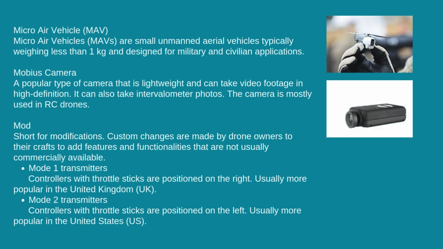Micro Air Vehicle (MAV). Micro Air Vehicles are small unmanned aerial vehicles typically weighing less than 1 kilogram and designed for military and civilian applications. Mobius camera, a popular type of camera that is lightweight and can take video footage in high definition.